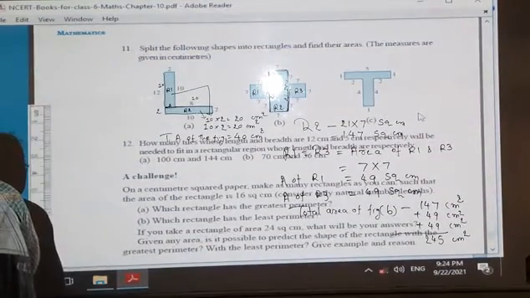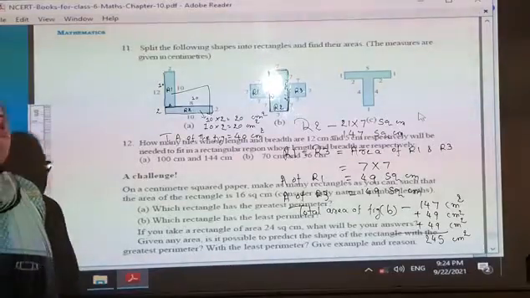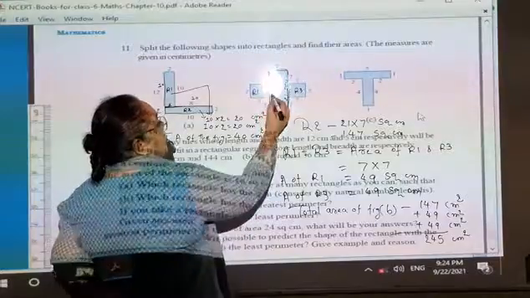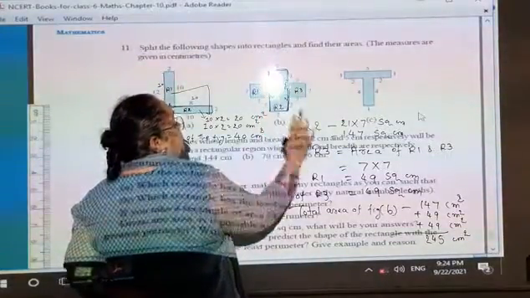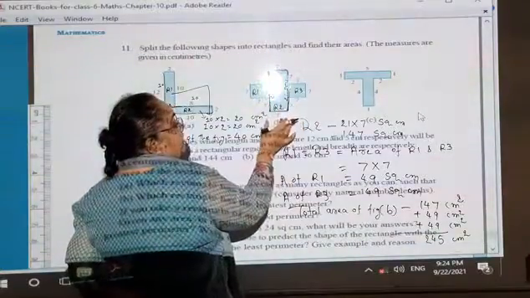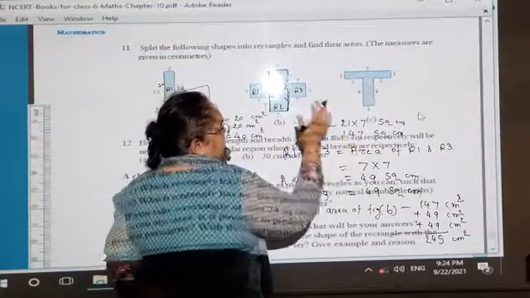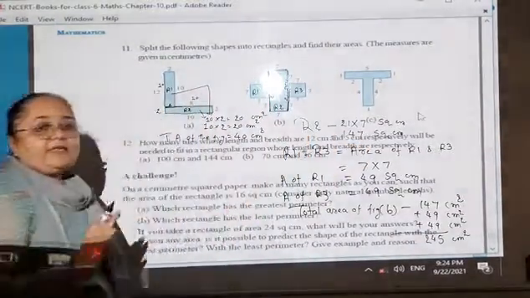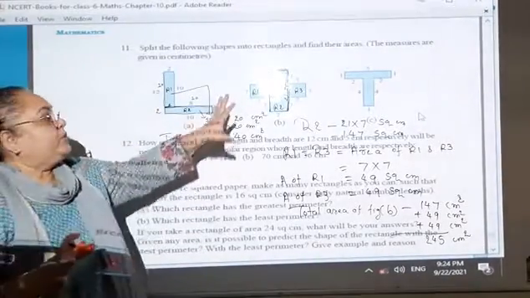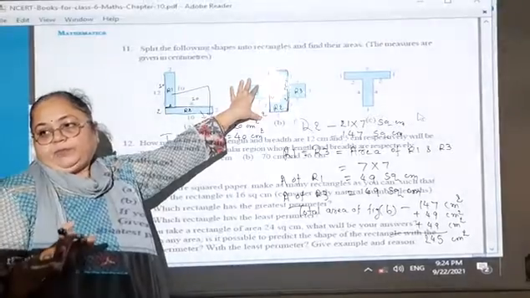How did it come? Well, however you do this figure, if you do it this way, then also it is okay. If you go with this rectangle, then also it comes 147. However you go, according to your choice, you can go with it and you can solve this question.